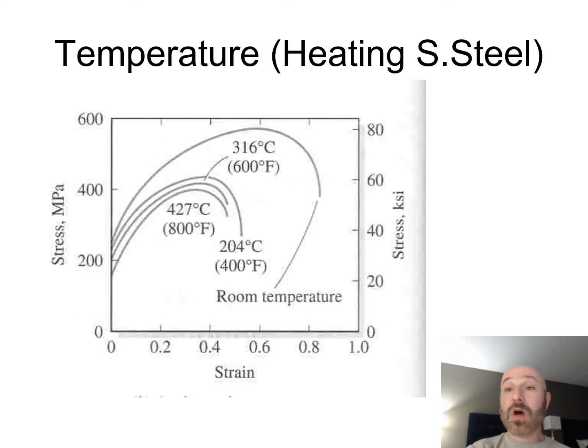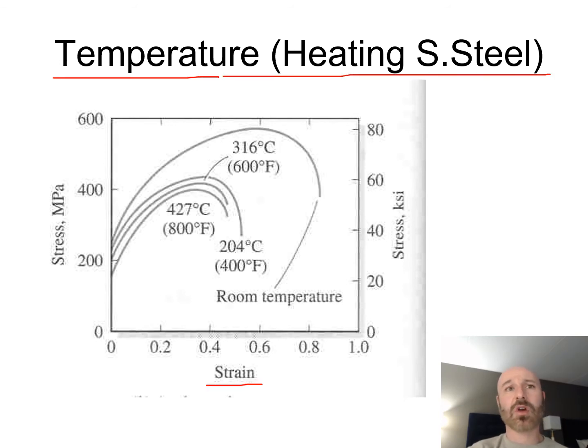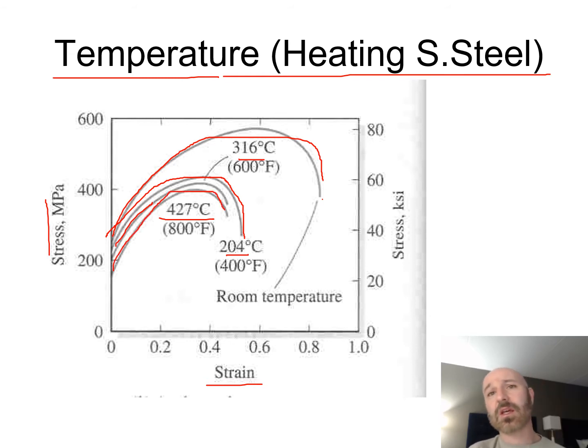So as we continue on with our temperature discussion, let's talk about heating rather than cooling of our steel sample. So we look again at our stress strain curve. We say, okay, if we're at room temperature, we have this basic shape. Then if we increase it from there to 204, we have this next curve. Then we go to our 316 and change this slightly, and then to 427 and change this slightly there. So heat treating this steel is also going to affect its material properties.